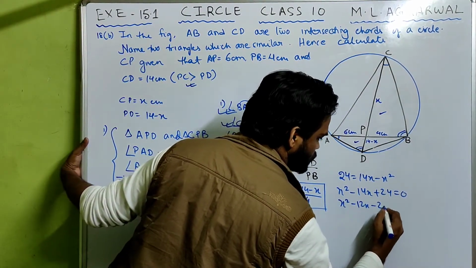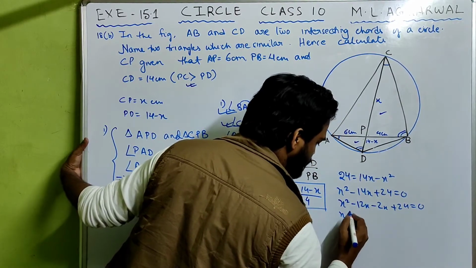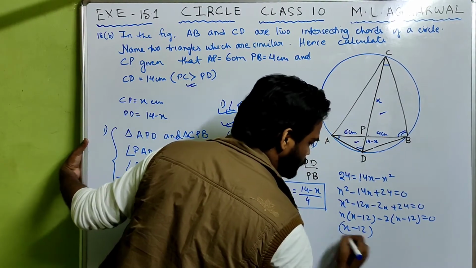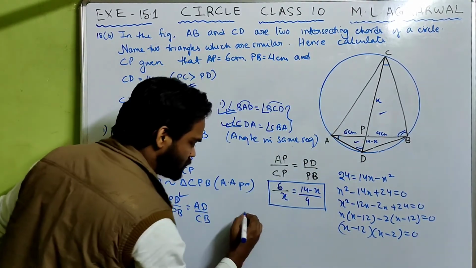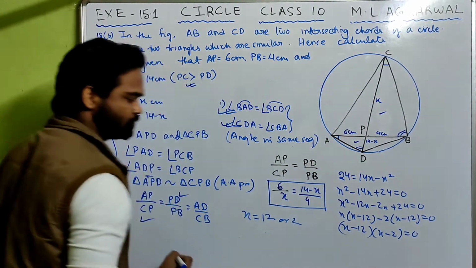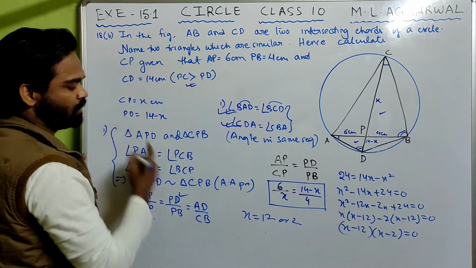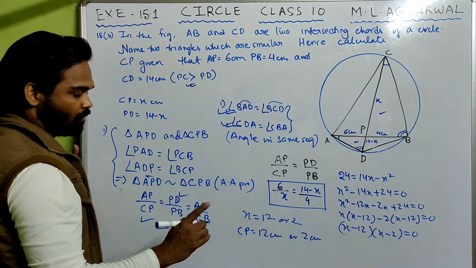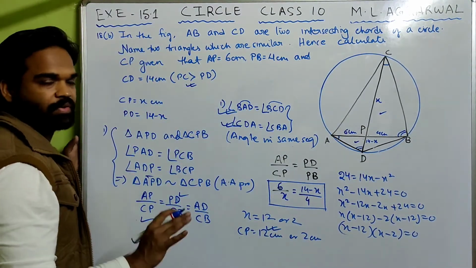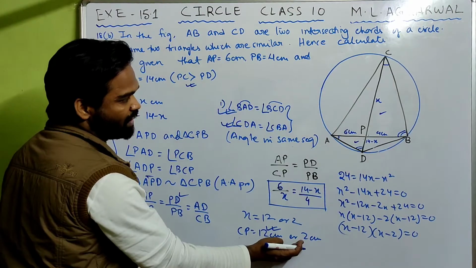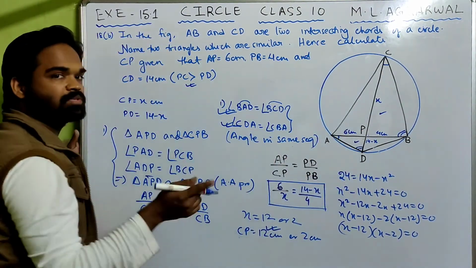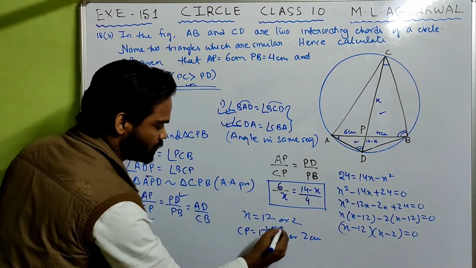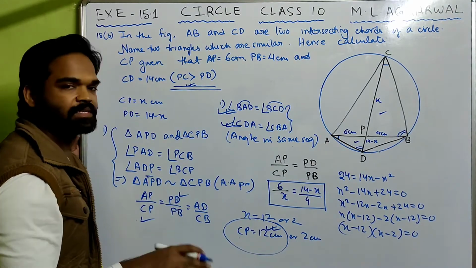X square minus 12x minus 2x plus 24 equals 0. Which means x minus 12, x minus 2 equals 0. I'm just factorizing by middle term, which means either x equals 12 or 2, which means either CP equals 12 centimeter or 2 centimeter. Now, 12 centimeter is correct. How come? Because if we take CP as 2 centimeter, then PD becomes greater than CP, which violates this, which means your CP is 12 centimeter.